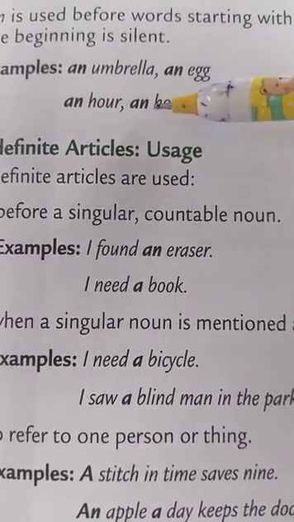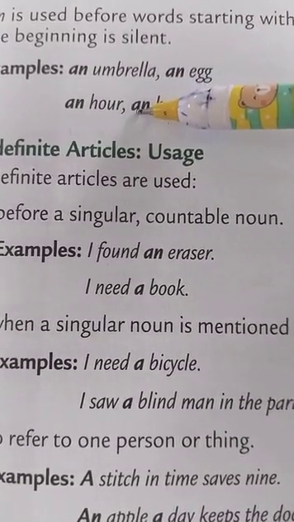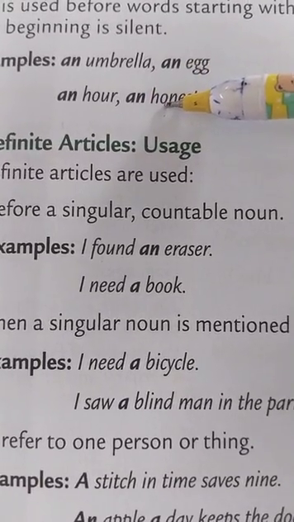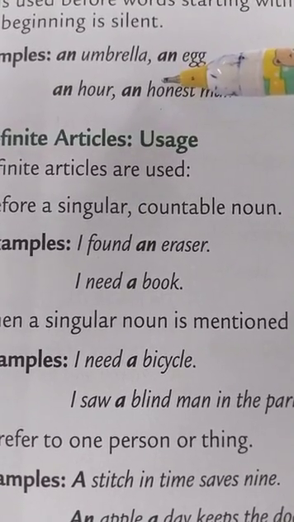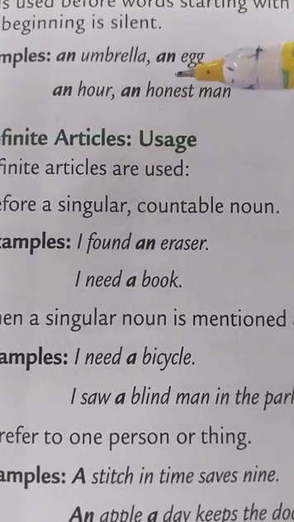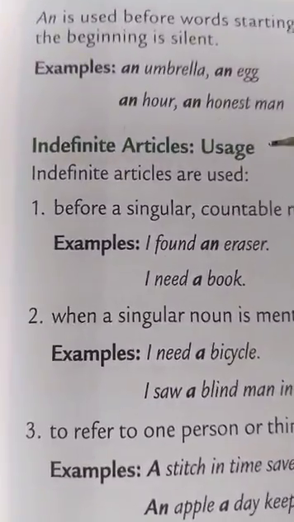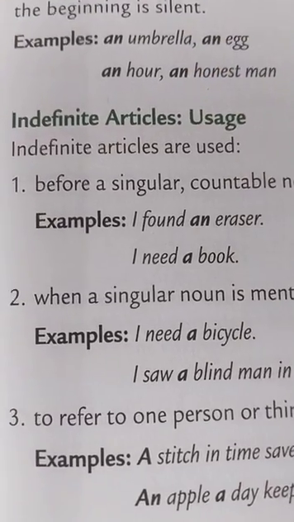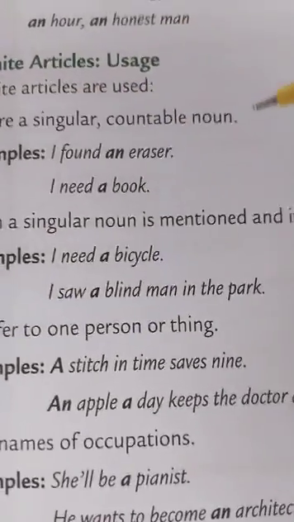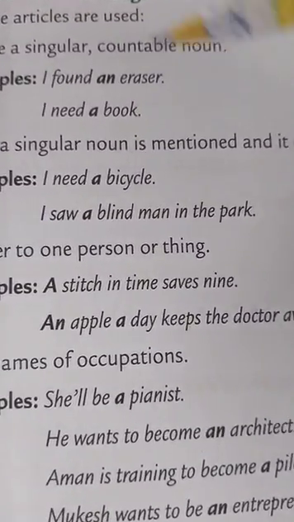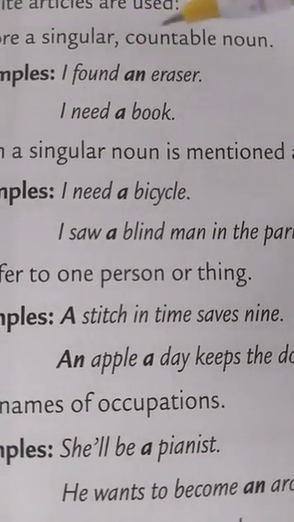An honest man. Here also this word is beginning with a consonant, but we have used article an before it because its sound is beginning with a vowel sound, that is honest, o. Okay, so that's why we have used article an before it. Now usage of indefinite articles. Where do we use article a or an? We use them before a singular countable noun. We use articles a and an before a singular countable noun, meaning the nouns which are singular and can be counted.